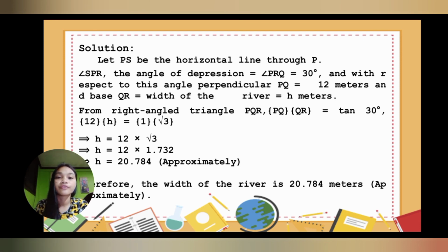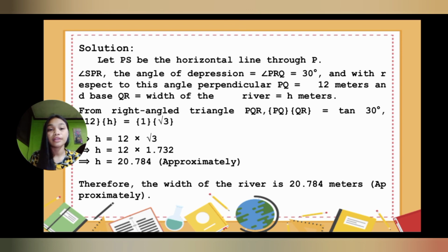We can get the answer of h. Square root of 3 is 1.732, and then 12 times 1.732 gives the answer of 20.784 approximately. Therefore, the width of the river is 20.784 meters approximately. So that is the answer.